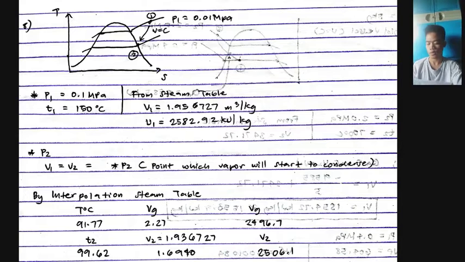at the point at which the vapor will start to condense, by interpolation from the steam table, T in degrees Celsius: 91.77, T2, 99.62, V is 2.217, V2 equals 1.936727, 1.6940, U is 2496.7, U2, and 2506.1. Those values came from our steam table.